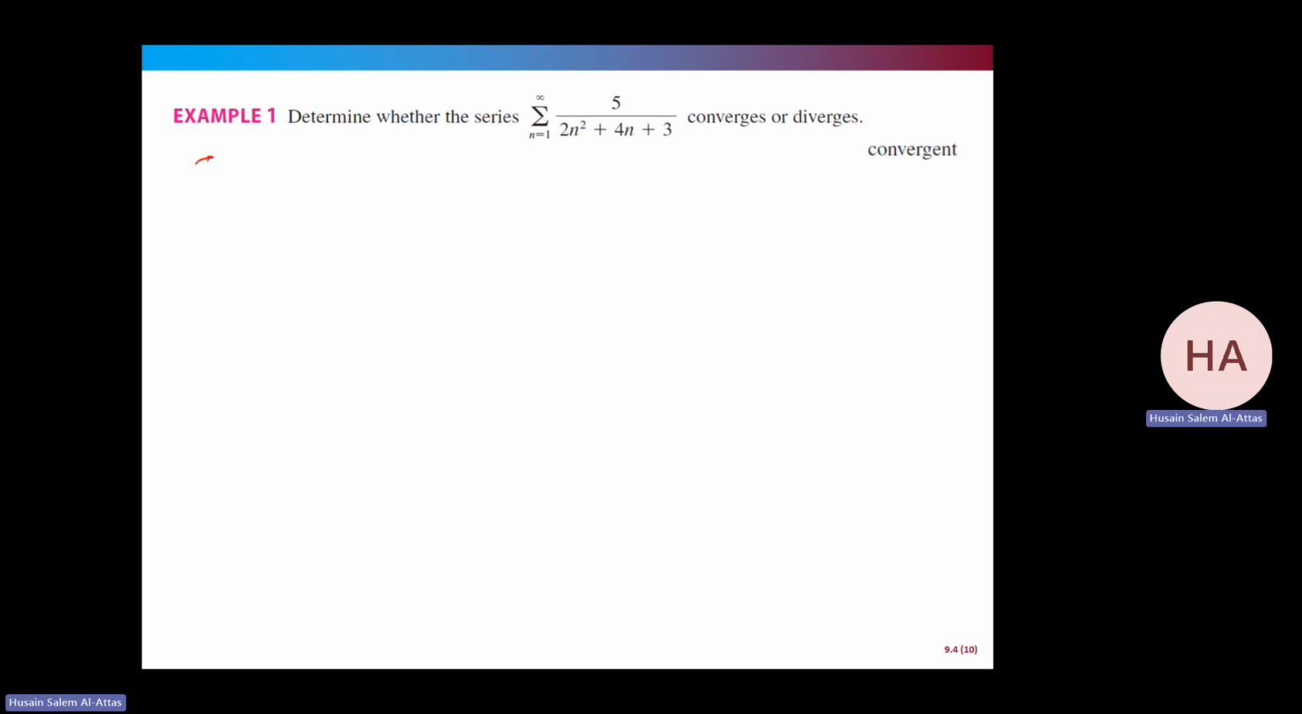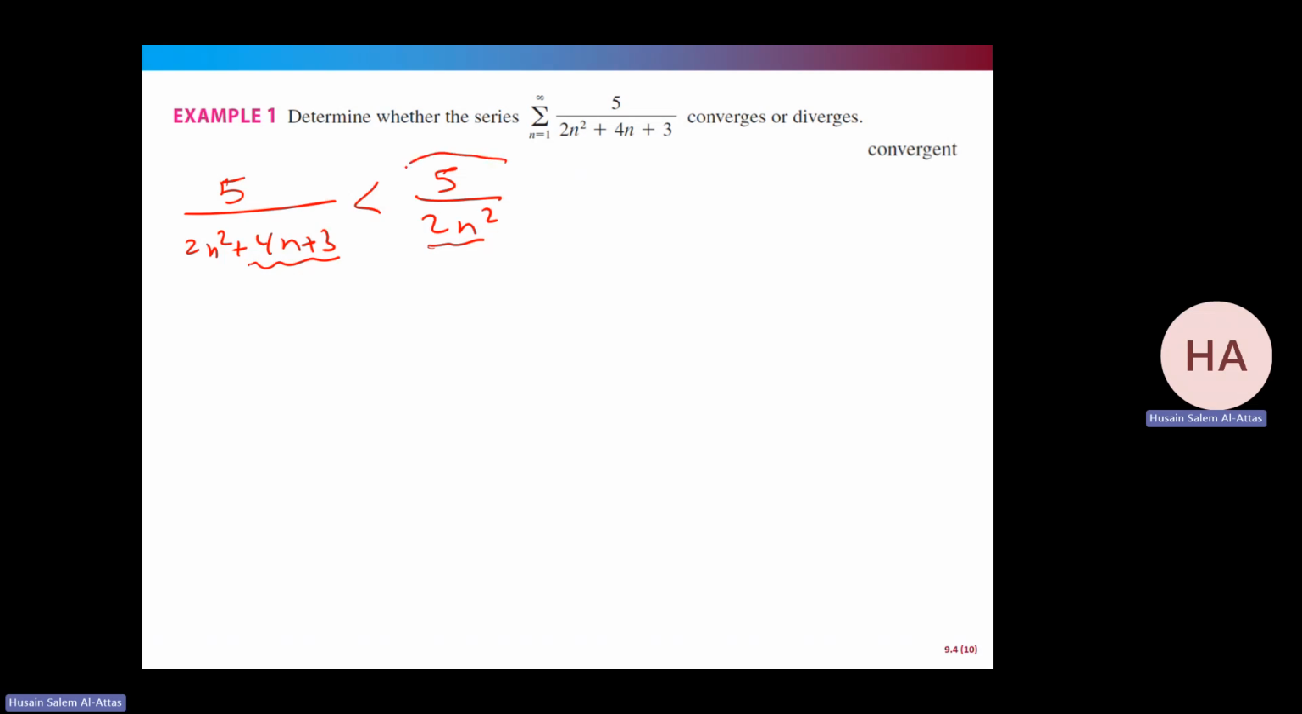I have 5 over 2n squared plus 4n plus 3. This one is less than 5 over 2n squared. Why? Because here the denominator is bigger than there. So for sure this will be less than this.